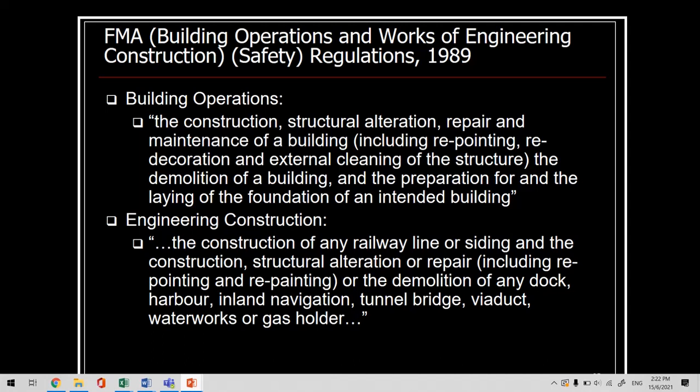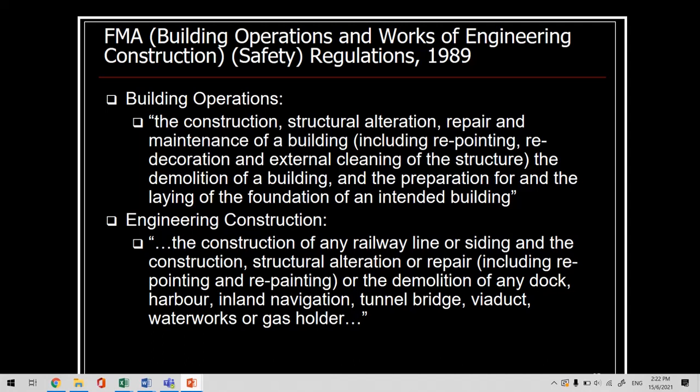And mengikut dari segi kejuruteraan, pembinaan kejuruteraan, engineering construction: the construction, pembinaan of any railway line or siding and the construction, structural alteration or repair including repointing and repainting, or the demolition of any dock, harbour, inland navigation, tunnel, bridge, viaduct, waterworks or gas holder.